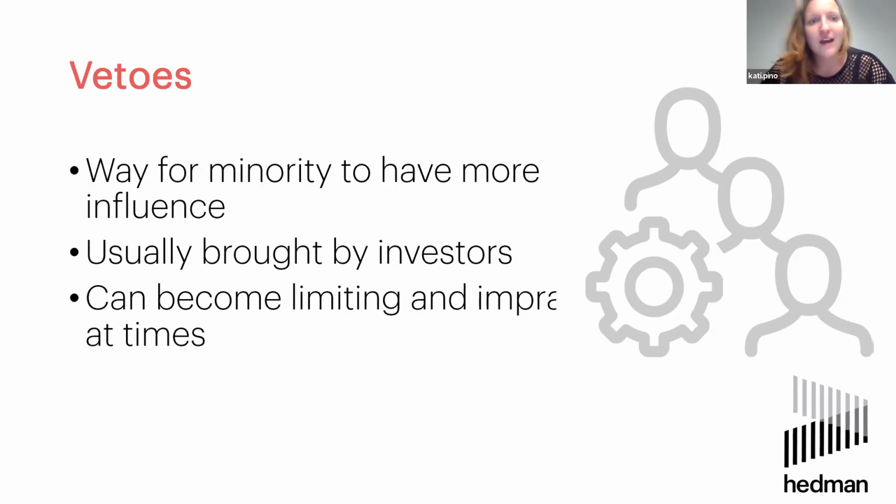Vetoes. Vetoes are a way for a minority to have more influence over the resolutions. So if somebody, for example, has the 9% that we had in the first example, but the articles and the shareholders agreement say that in order to adopt a resolution to increase the share capital, that shareholder needs to be in favor, then you can't adopt the resolution even though their percentage is low.